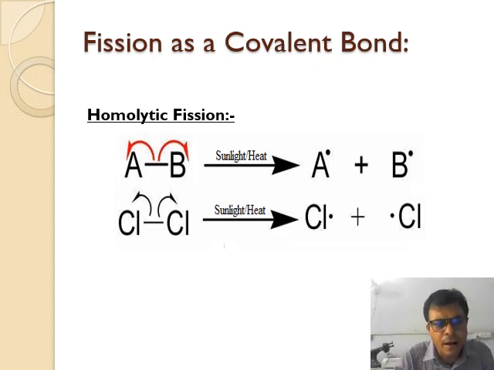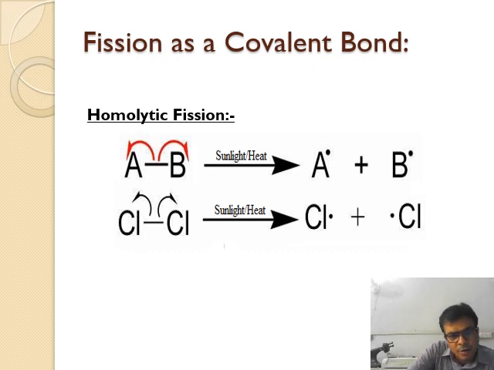So if this A and B are the same, that is, in homolytic fission, one of the electrons of the shared pair in the covalent bond goes with each of the bonded atoms, and the neutral species which is formed is the free radical. And we are seeing sunlight and heat. So these reactions take place in sunlight and heat.